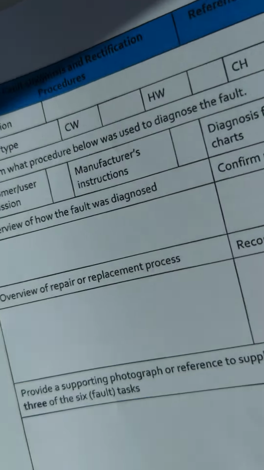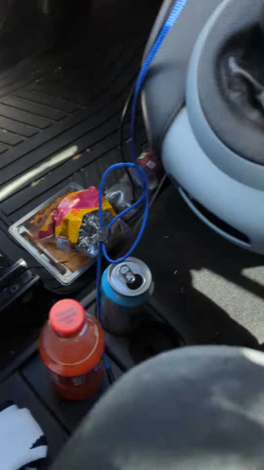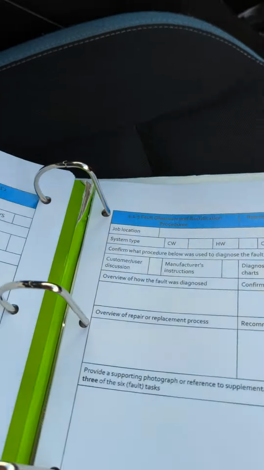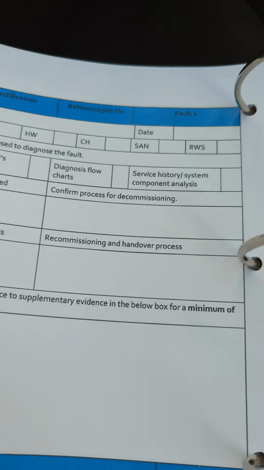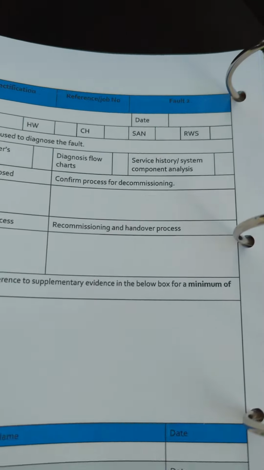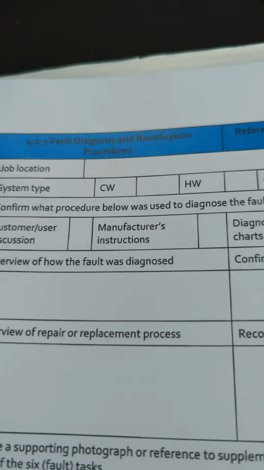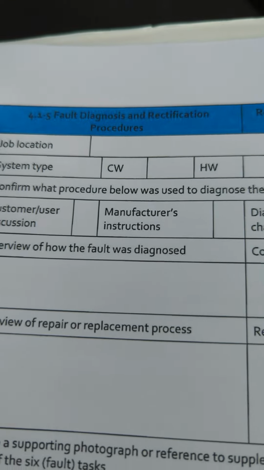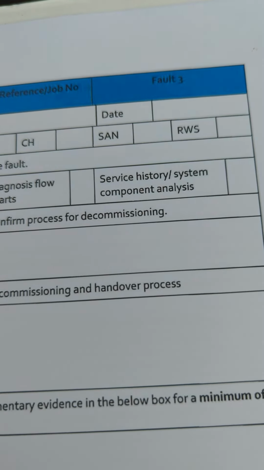Now what I want us to look for here, I'm just going to turn to a blank one because I'm using somebody's portfolio and I don't want to see anything that's too delicate. Right, so you've got obviously fault number 1, which I've turned over because there's some writing on it. Fault number 1, fault number 2, number 3, etc. So if we look here, we're on fault diagnosis and rectification, and we're on fault number 3 there.